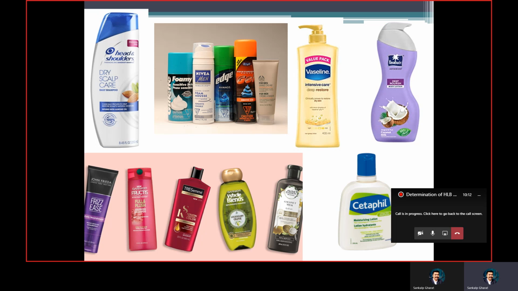On your screen, you can see there are n number of formulations of cosmetic grades. There is Vaseline, body lotions, shaving creams, shampoos. These are the different products available in the market, which we use on a day-to-day basis, in which surfactants are present. These are the cosmeceutical products present in the market.